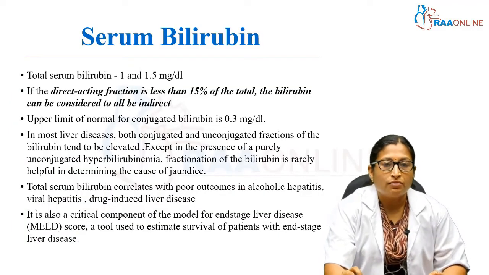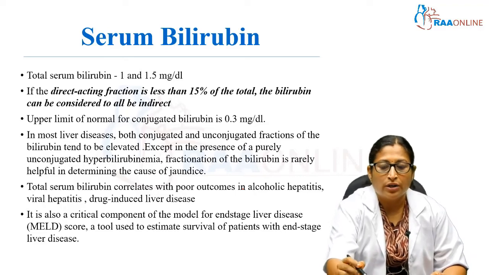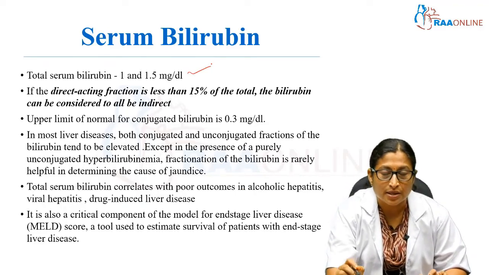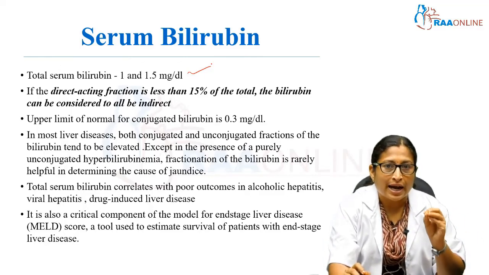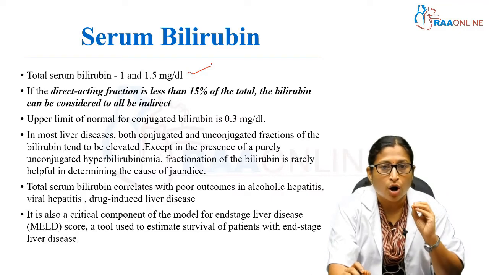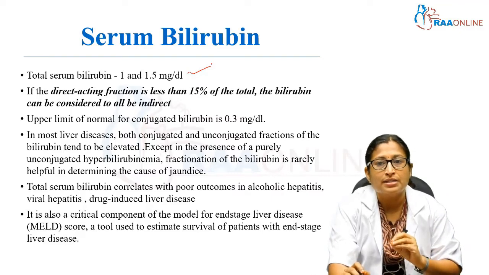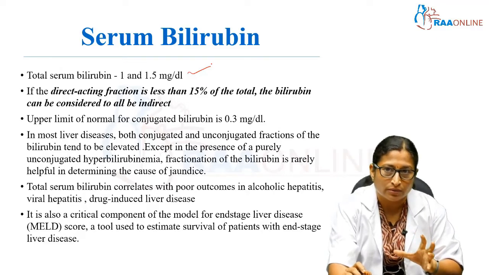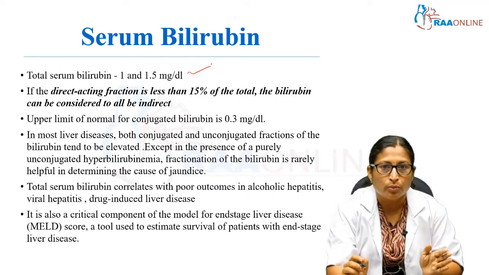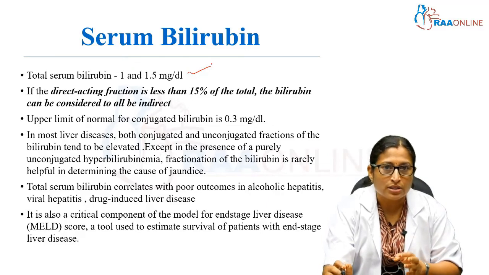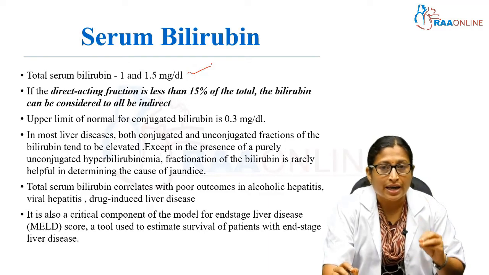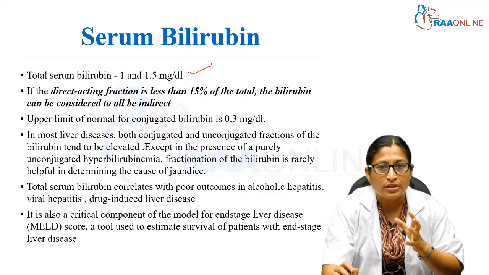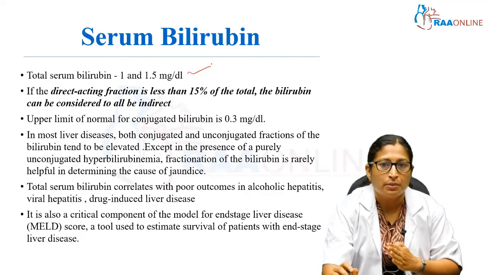Now what is the normal value of total serum bilirubin? It is 1 to 1.5 milligram per deciliter. And when do you call it indirect hyperbilirubinemia? If the direct acting fraction, the conjugated bilirubin, is less than 15% of the total bilirubin, then you say the bilirubin is predominantly indirect. So this is the only important thing which you should know in bilirubin. When do you say it is indirect hyperbilirubinemia? When the direct fraction is less than 15% of the total bilirubin, we say it is predominantly indirect hyperbilirubinemia.